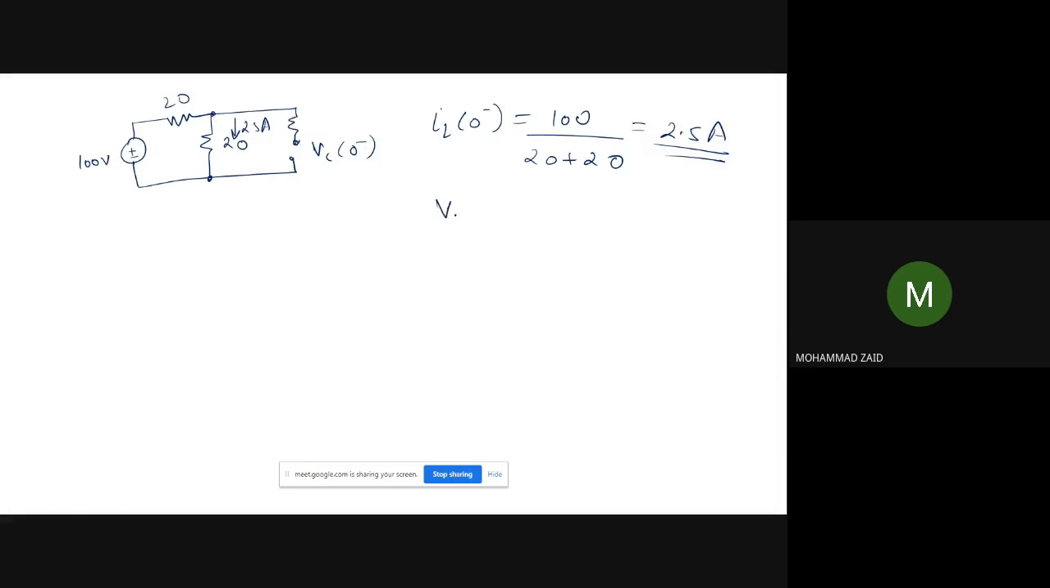Then you can calculate VC at 0 minus. So that will be equal to 2.5 into 20, that is 50 volt. Now, once you know that the initial capacitor voltage is 50 volt.